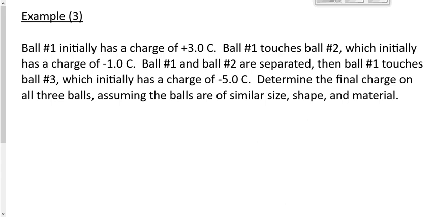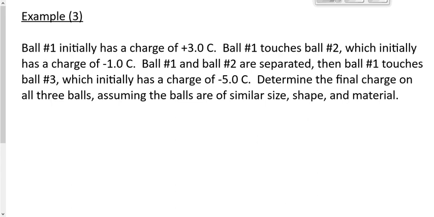We want to find the final charge on each of them, assuming all of them are equal size, equal shape, and equal material. In other words, when we touch them, they balance out. Can we just add these up and divide by 3? Dylan, why not? You're shaking your head no. Why not? Good. They don't touch at the same time. These are different events, right? Ball 1 touches 2. That's one event. They balance out, but that's one event. Done. Then ball 1 touches ball 3. That's another event. It's completely separate of that. Okay, let's deal with both of those events separately.